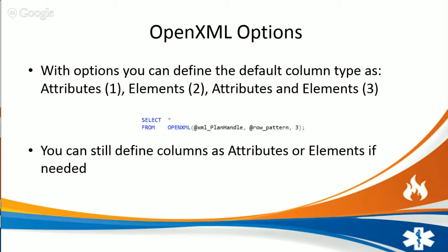And then OpenXML options define the default column type to look for. When I list out in the with portion which columns I want, it's saying, assume these are all attributes, or assume these are all elements, or attributes and elements. When you say row pattern, and then your options are number 1, that means assume all the columns I want back are attributes. You can still define one as, this last one is an element. And we'll go over it in the examples.